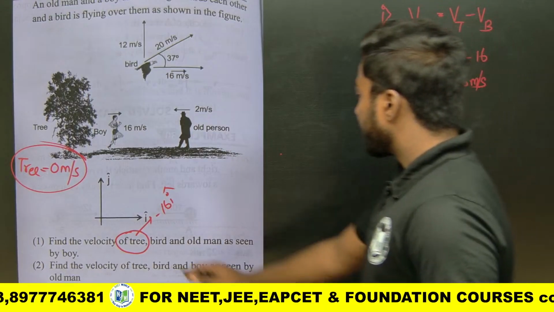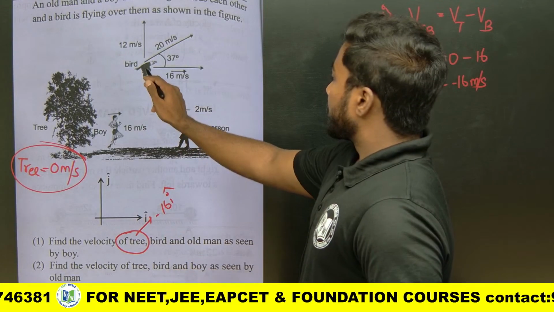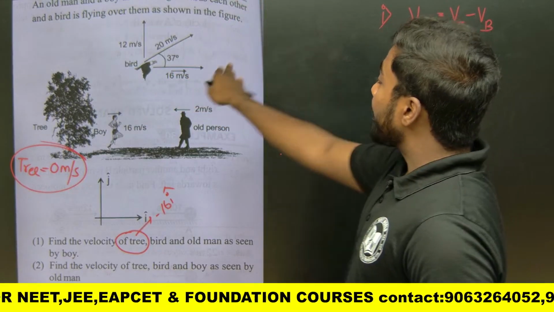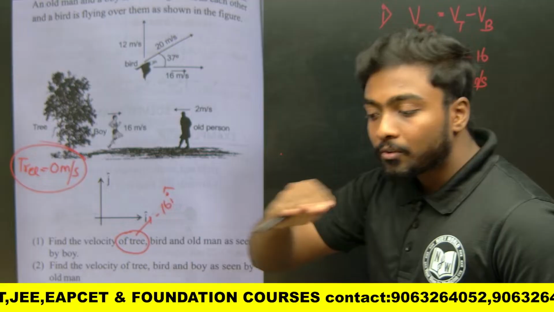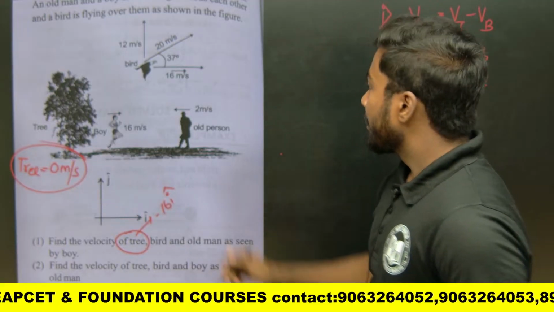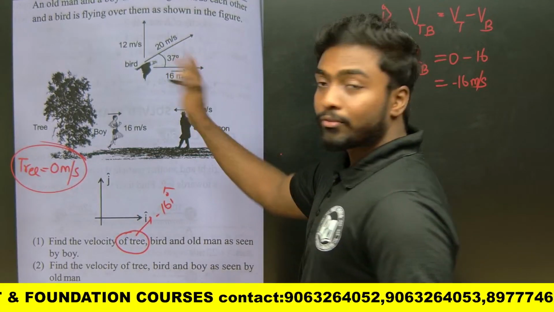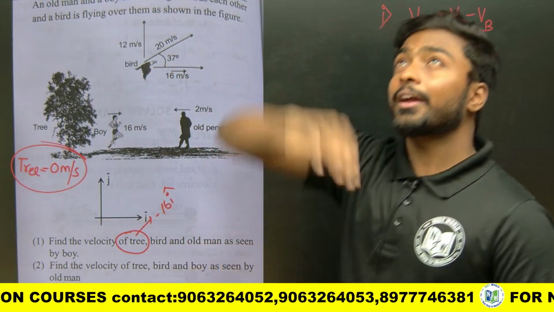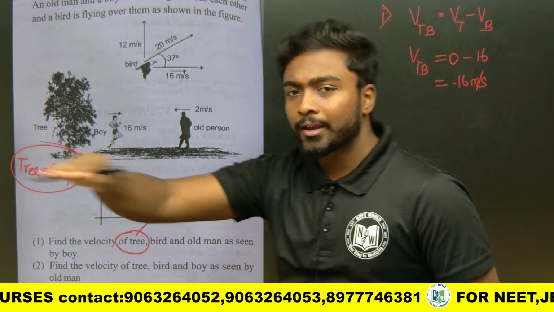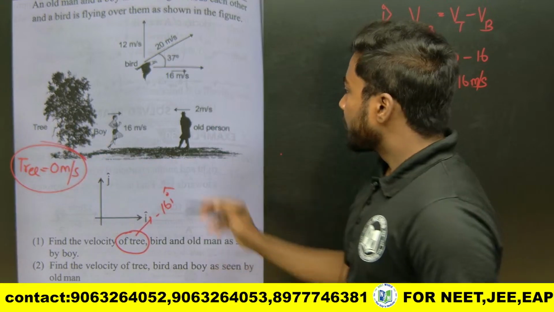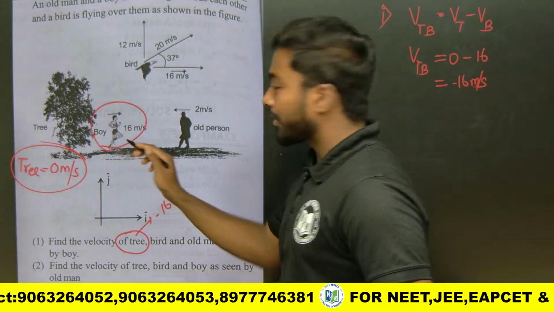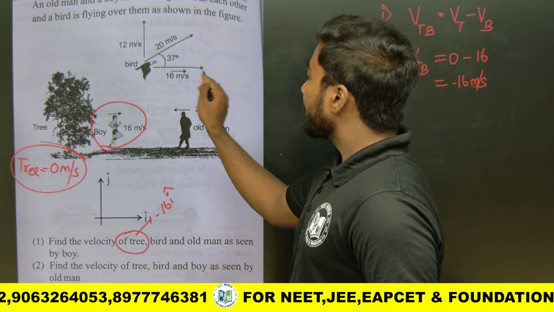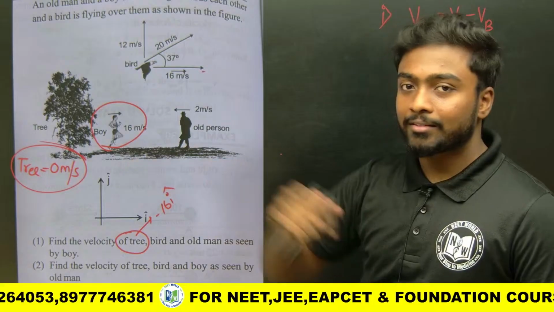Next, the bird. The bird is moving at 20 meter per second, making an angle of 37 degrees with the horizontal. They have resolved it along the x axis as well as the y axis: 12 meter per second upward and 16 meter per second in the horizontal direction. The boy is also running at 16 meter per second in the x axis, and the bird is also coming in the x axis.